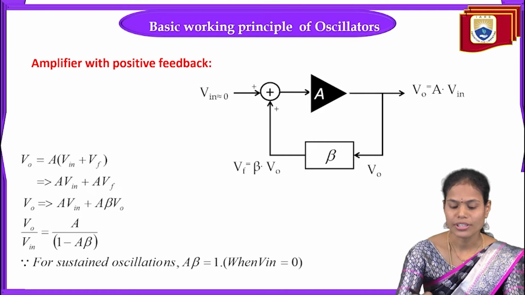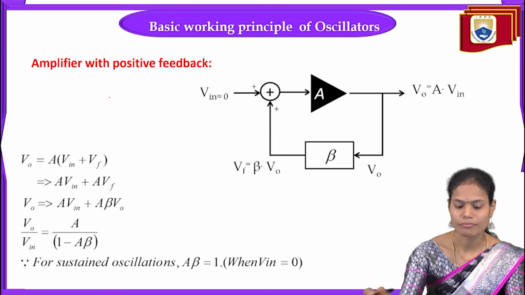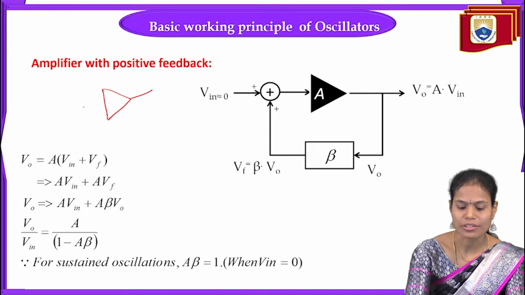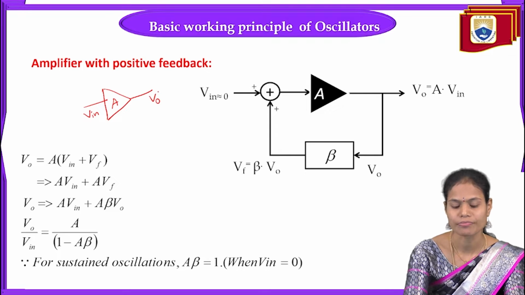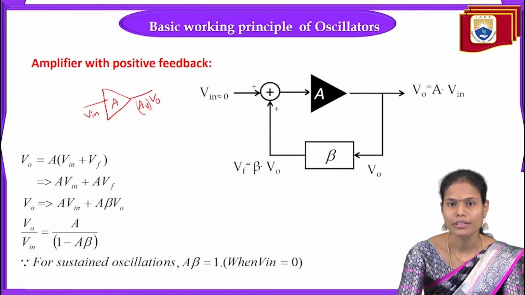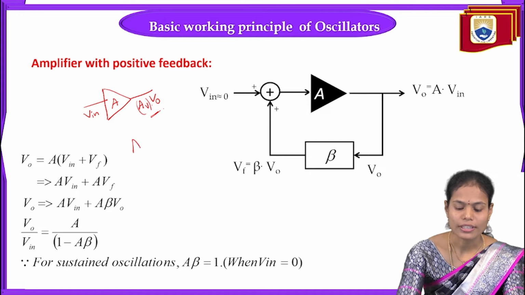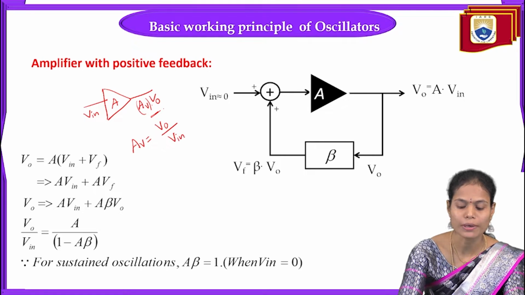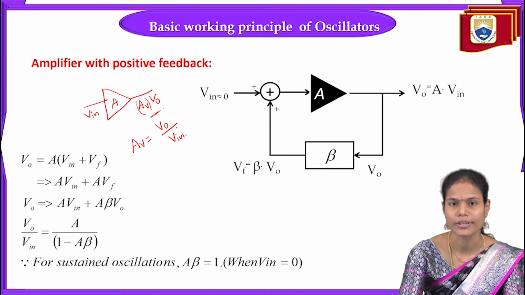If we take the normal amplifier circuit, when we provide the input voltage, we get the corresponding amplified output voltage with the gain A. Across the output, we get the gain times the input voltage. So the gain of this amplifier is the ratio of output voltage to input voltage. This is the case for a normal amplifier circuit.